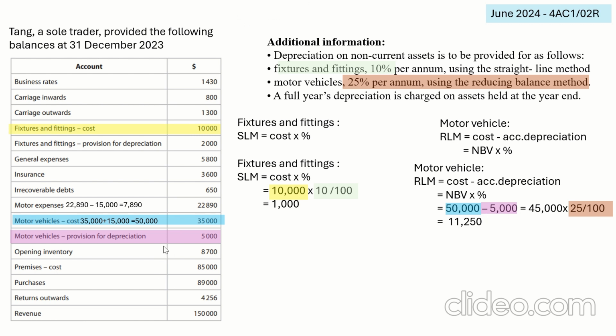Current year, the previous depreciation amount is 5,000. Therefore, the net book value should be 45,000 into 25% to find the current year's depreciation for motor vehicle, which is 11,250. This should be transferred to the income statement under expenses.